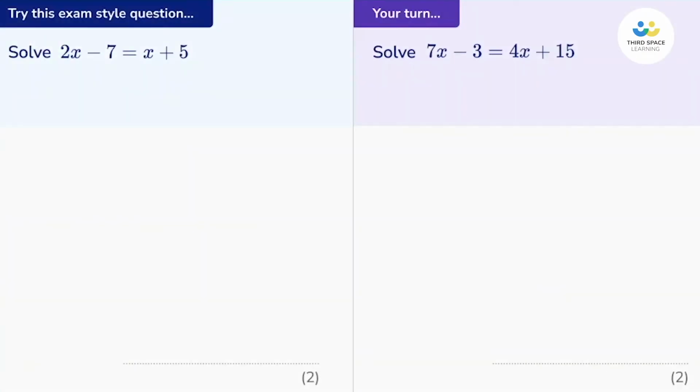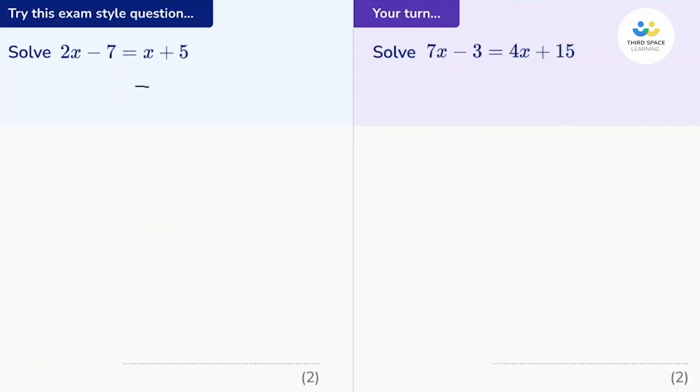So the exam question says solve 2x take away 7 equals x plus 5. Now to solve this, we need to get all the x's on one side of the equals. So a good way to do this is to get rid of the smallest x. Well, we can see 1x on the right and 2x on the left. So the 1x is smaller than the 2x. So let's get rid of that.